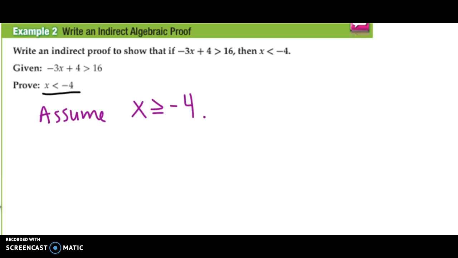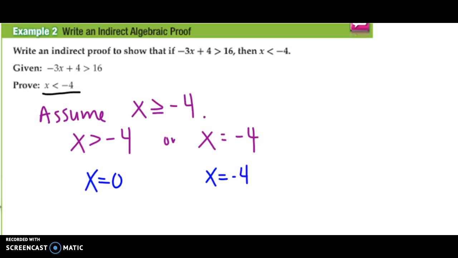So let's look at that right there. Let's say x is greater than negative 4 or x is equal to negative 4. That's essentially what greater than or equal to is. So now I'm going to take some values that are greater than negative 4. A value greater than negative 4 would be 0. So let's say x equals 0. And the other one is x equals negative 4. Now let's take those values and plug them into our given statement.